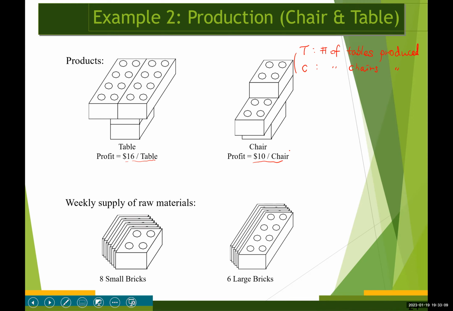And our objective function must be maximize $16 times T, number of tables produced, plus $10 times C, number of chairs produced, right? Now we need to determine if the values of each decision variable, T and C, are limited by any restrictions.